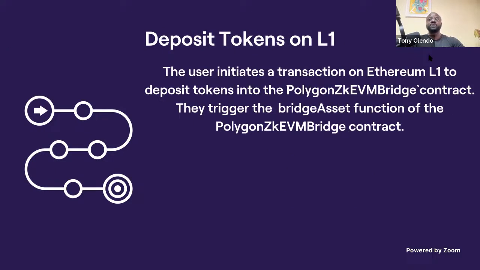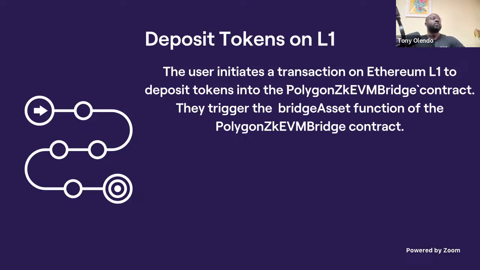So essentially how this works is, for you as the user, or as any user, you would initiate a transaction on Ethereum L1 to deposit tokens to the Polygon zkEVM bridge contract, and that would trigger the bridge asset function of the Polygon zkEVM bridge, right?